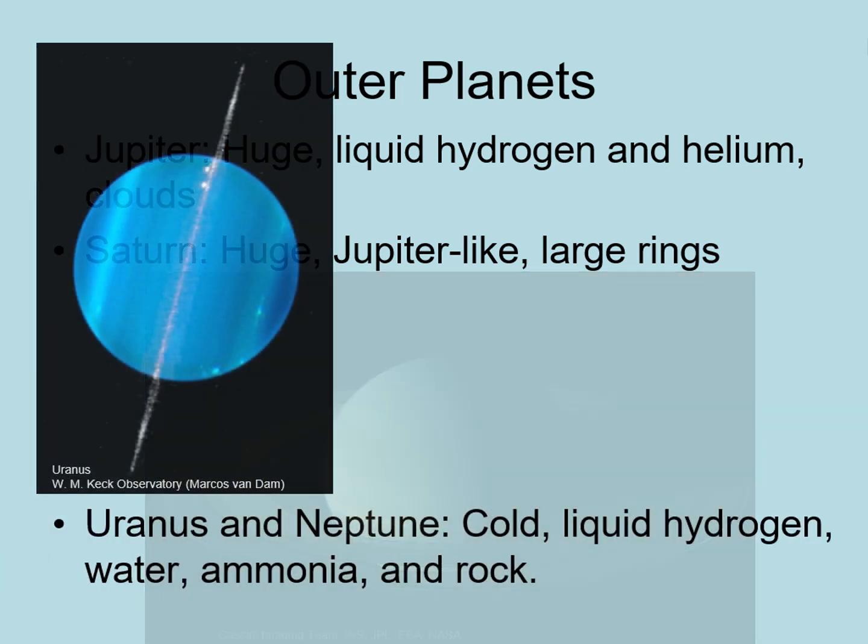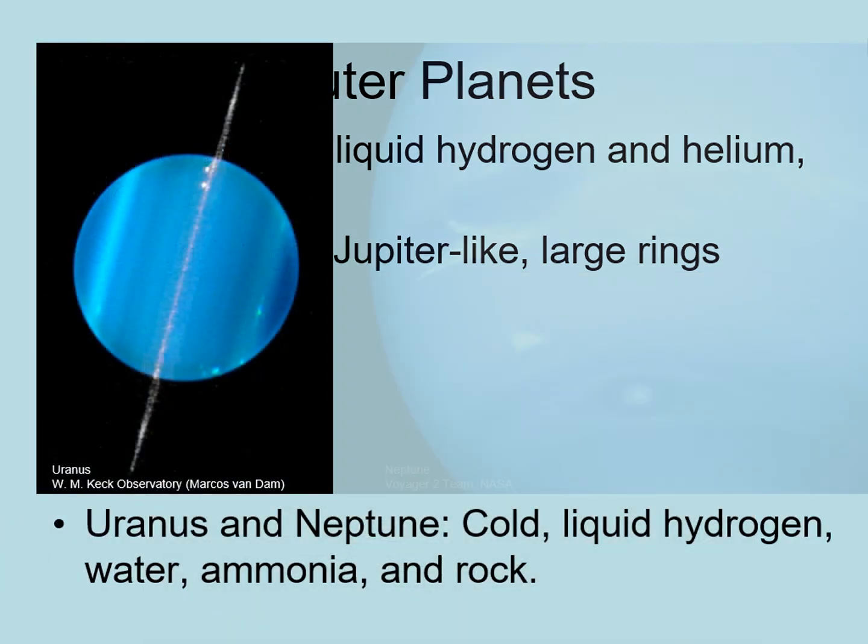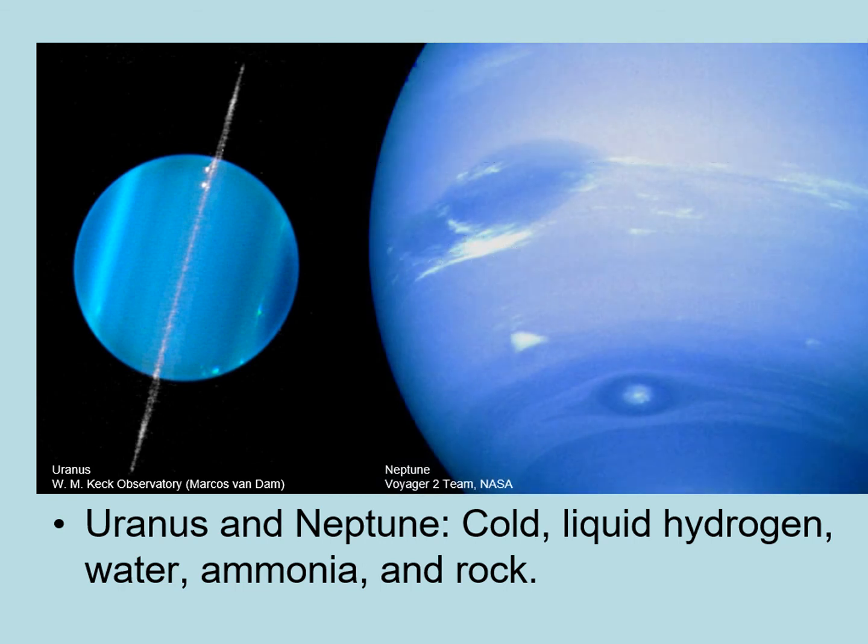Uranus and Neptune are the closest thing to twins among the planets. They're both between 14 and 18 Earth masses, and while they also have liquid hydrogen, a lot more of their interiors are made of rock and hydrogen compounds like water, ammonia, and methane.